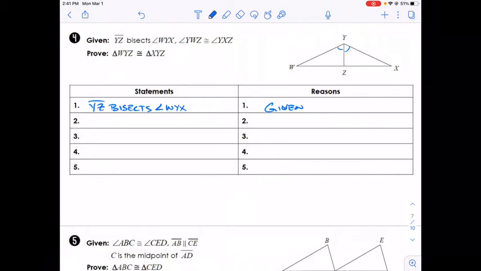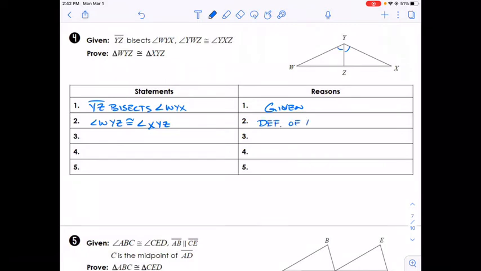So I need to name that angle. Now I can't just say angle Y, so I have to be specific. I'm going to call it angle WYZ congruent to angle XYZ. Since I start with W, I know that W has to match up with X from our congruency statement, what we're trying to prove.